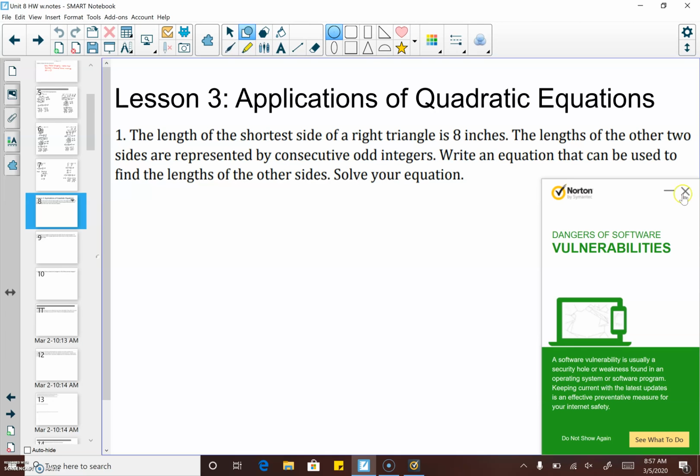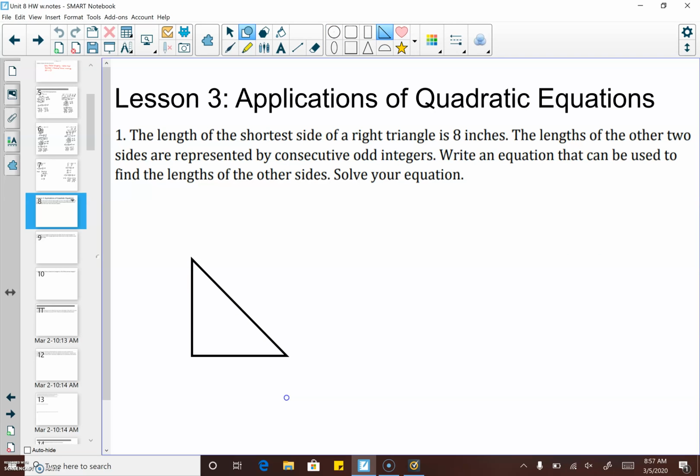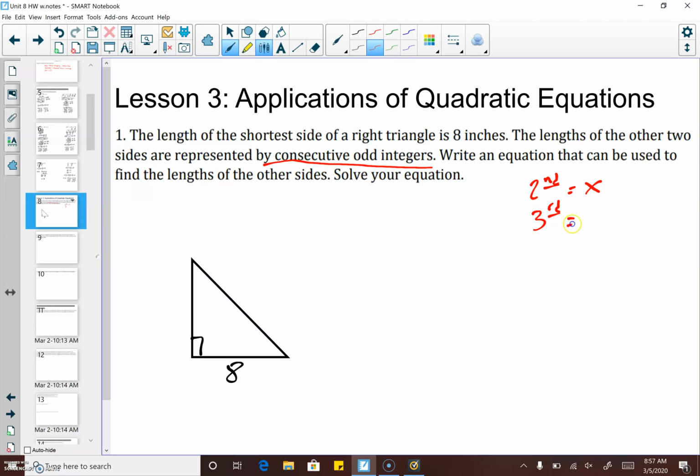So the first thing we want to do is make a right triangle. We end up with our shortest side being 8, so we'll make that our shortest side. And then it says the other two sides are consecutive odd integers. So we always make our first side x, and then our next side, which in this case is going to be our hypotenuse. Anytime it's consecutive odd or even, we're x and x plus 2. So the other leg will be x, and then x plus 2 will go on our hypotenuse.